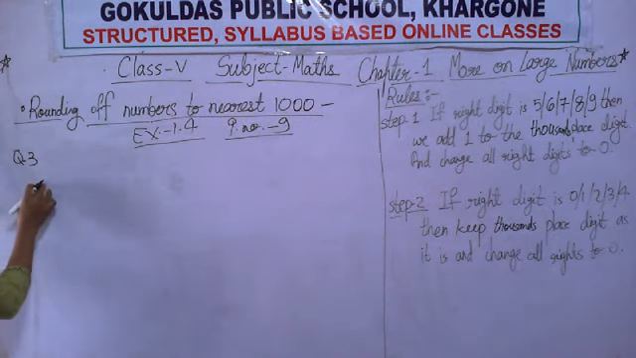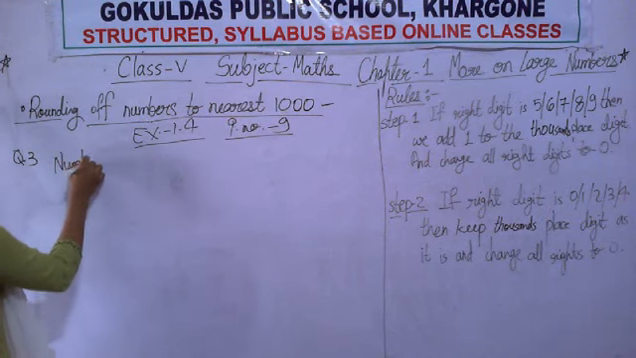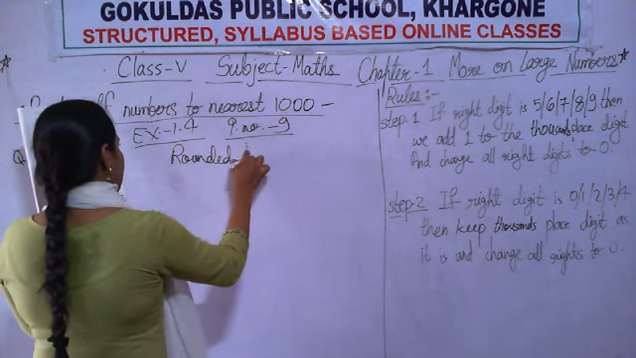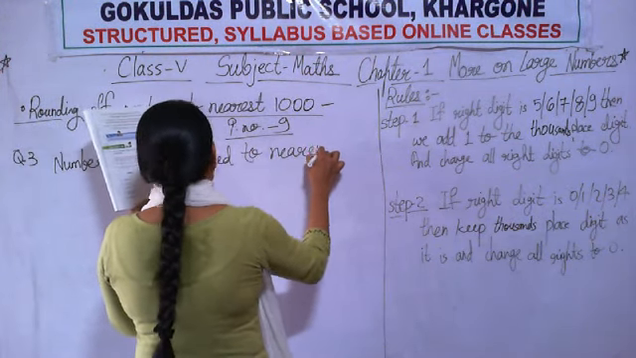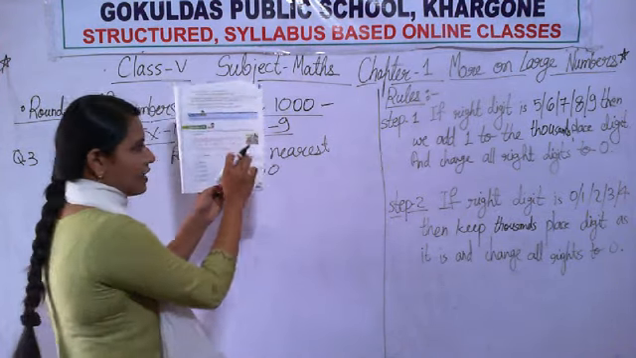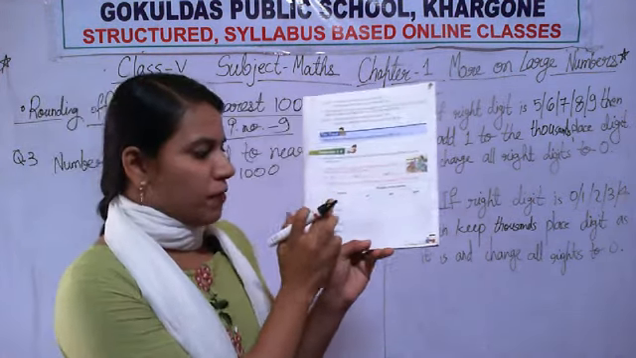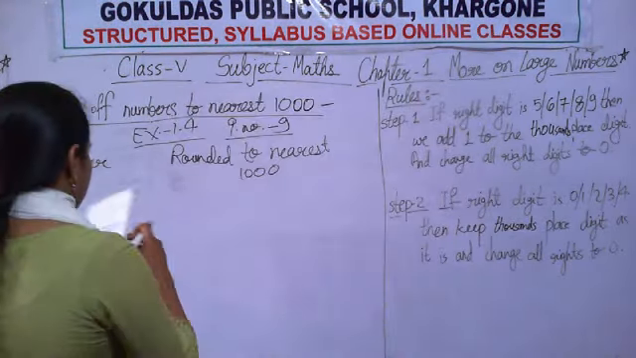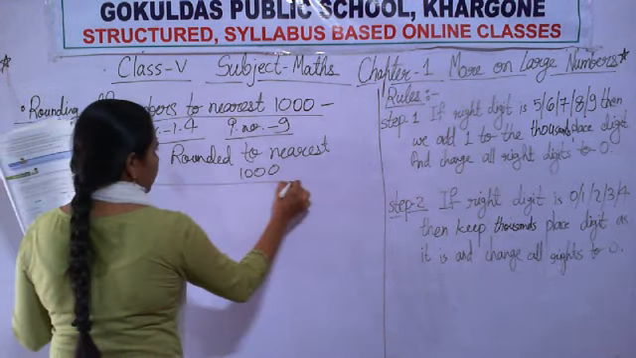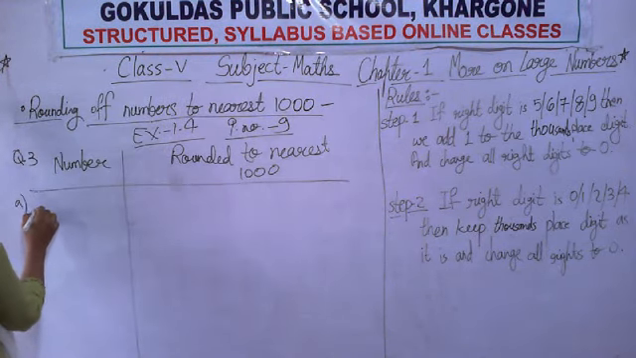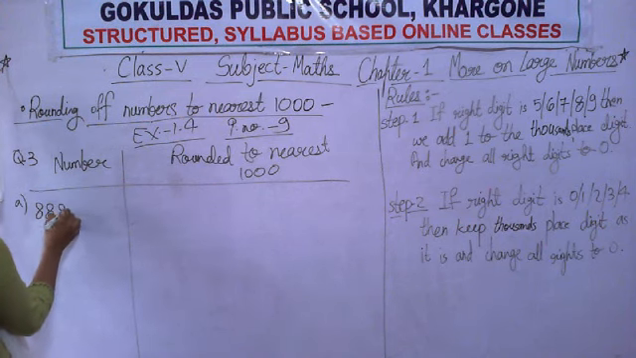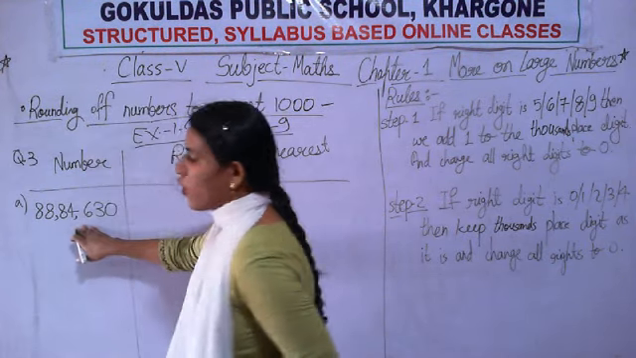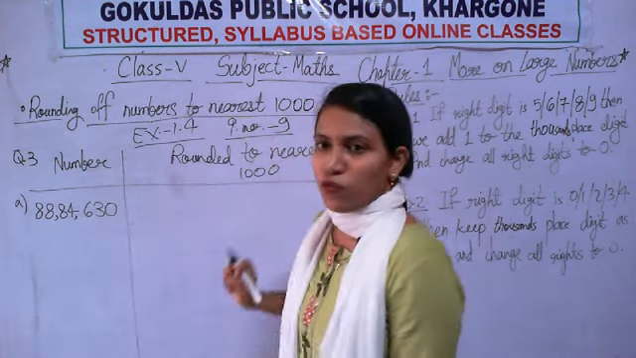So let us do question number 3. The number is given and here we round it to the nearest 1000. The last column we are going to do today. These two columns we have done in the previous class. Part A. The given number is 88,84,630. You want to round off this given number to the nearest 1000.